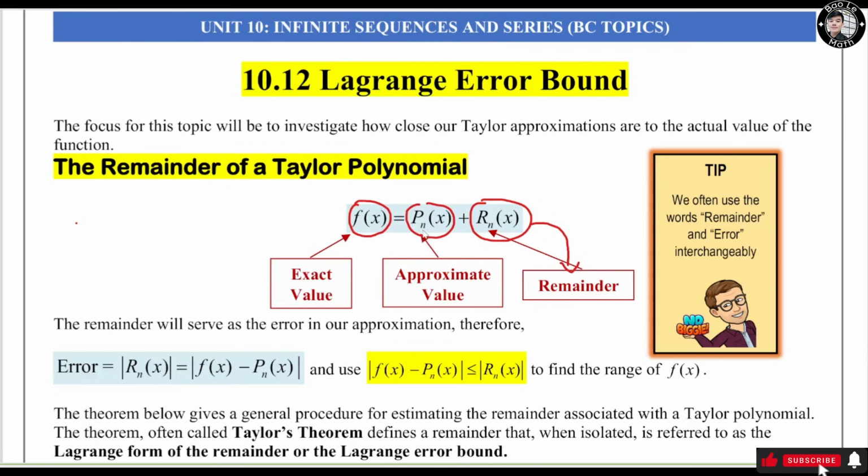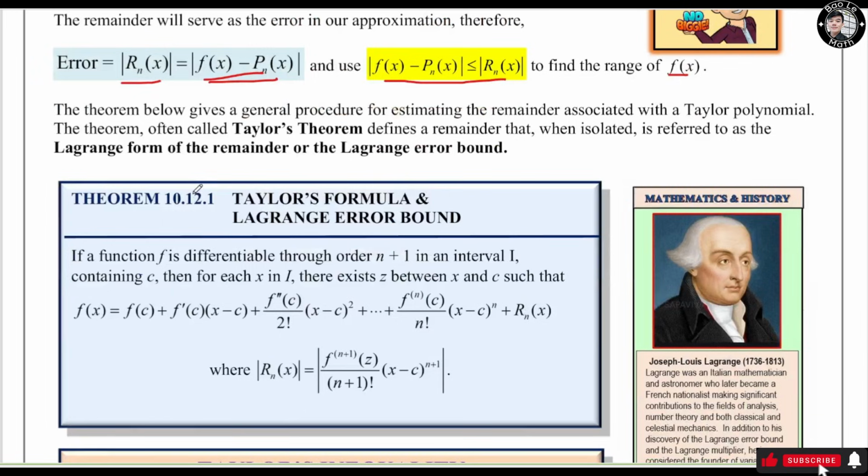Then I'm going to subtract P_n(x) from both sides, and I get this right here. So the absolute value of the error equals the difference between the exact value and the approximation. We're going to use this inequality to find the range of f(x). Now we're going to talk about the Taylor formula and the Lagrange error bound.